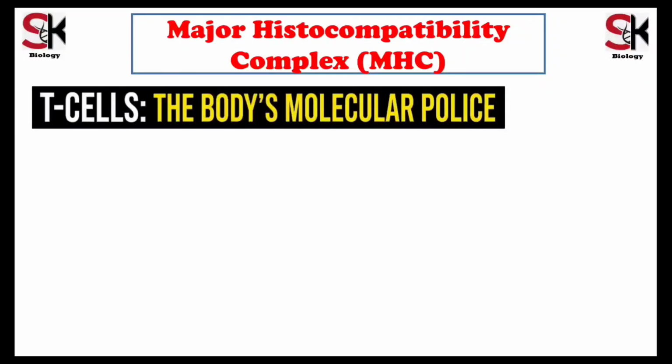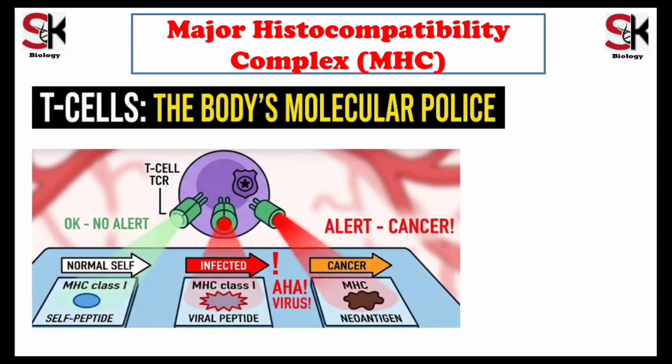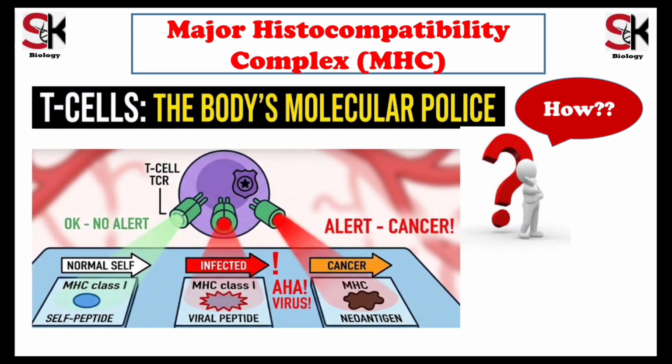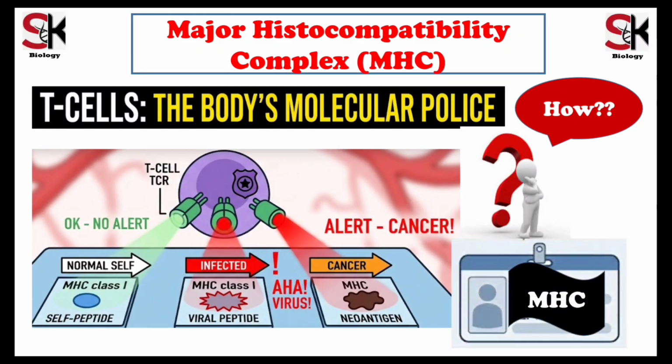In the immune system, T cells act as the body's molecular police, as they have the ability to recognize and find out normal cells, infected cells, and even cancerous cells. But the question is how T cells identify all these cells. The answer is all cells have a tiny biological ID card called MHC, that is major histocompatibility complex.